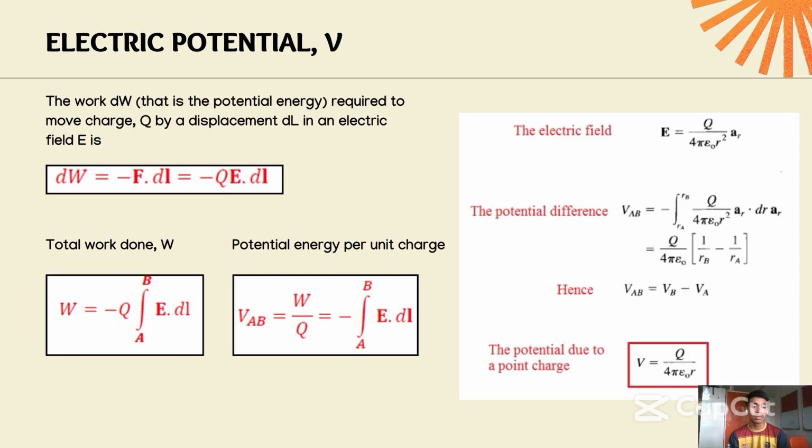The last one, electric potential. The work dW, that is the potential energy required to move charge Q by a displacement dl in an electric field E, is dW equals negative F dot dl, or equals negative QE dot dl. The formula for the total work done and the potential energy per unit charge is here, as we can see. So we will use this formula to calculate the electric field, the potential difference, and the potential due to a point charge.